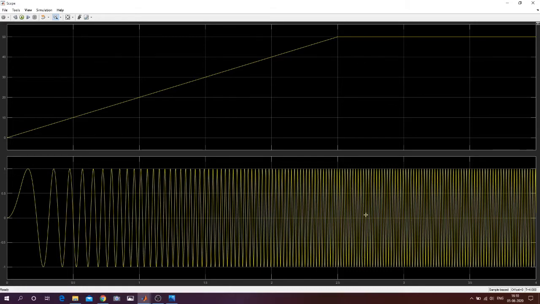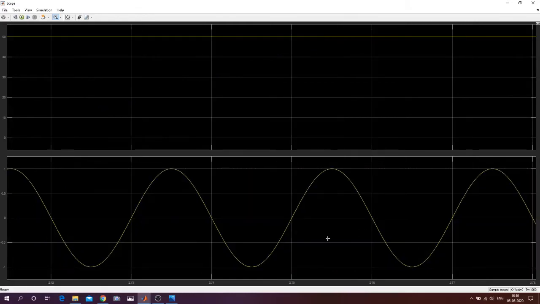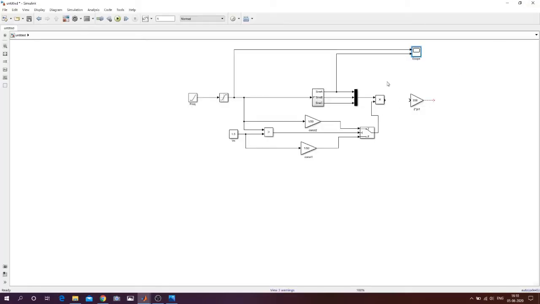If you calculate any frequency over here, you see this is 2.77, this is 2.75, so 20 milliseconds is over here. 2.77 minus 2.75, 20 milliseconds. So it has reached 50 hertz. So this is what happened over here.